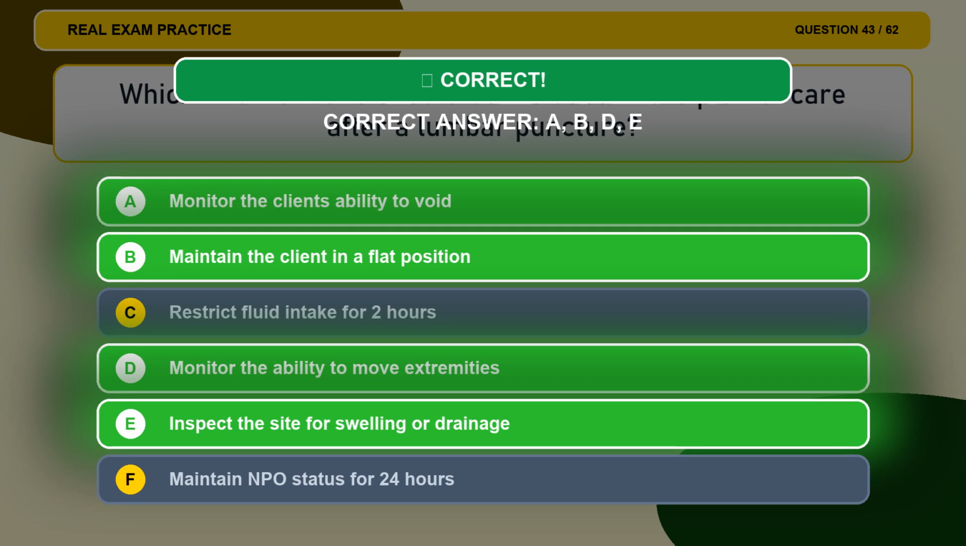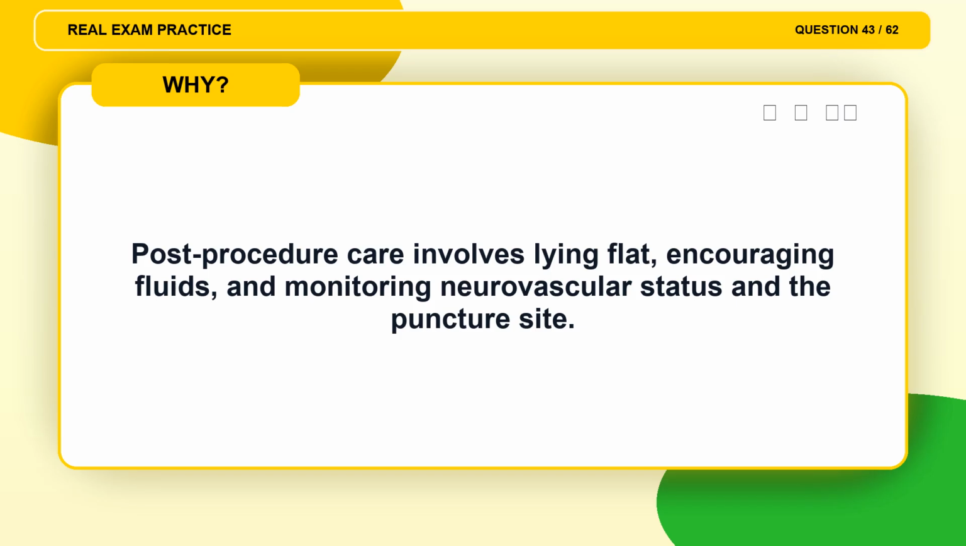The correct answers are options A and B and D and E. Monitor the client's ability to void. Maintain the client in a flat position. Monitor the ability to move extremities. Inspect the site for swelling or drainage. Post-procedure care involves lying flat, encouraging fluids, and monitoring neurovascular status and the puncture site.